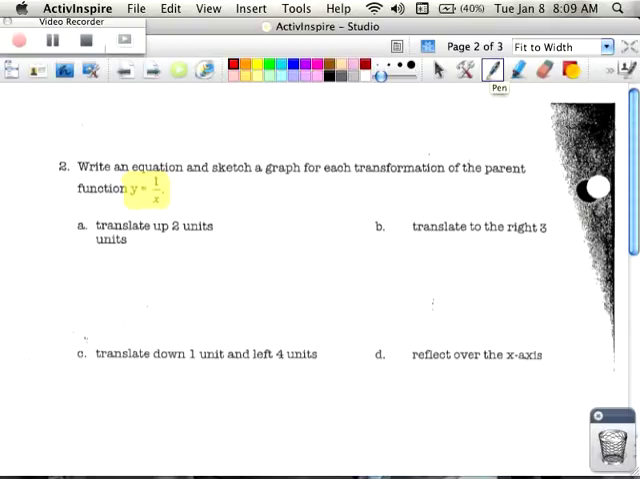So first, if I've translated up 2 units, that means I take that equation that I see there and I go y equals 1 over x. And to show that it went up 2 units, I write down plus 2. Because whatever is with the y is the same as what you think it would be. And then I can draw this graph, because it says sketch it afterwards.